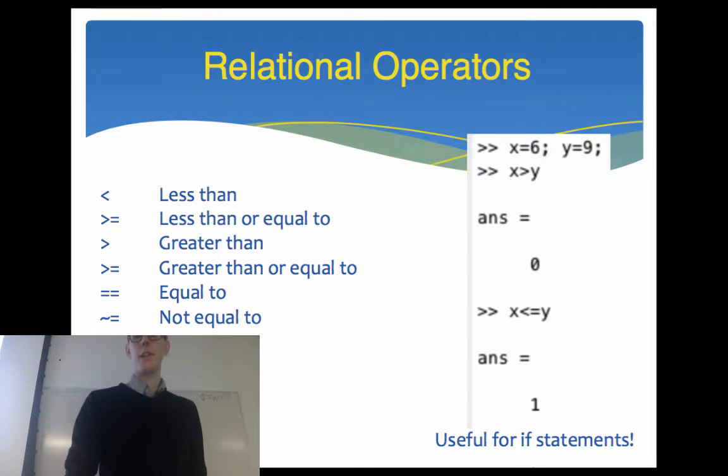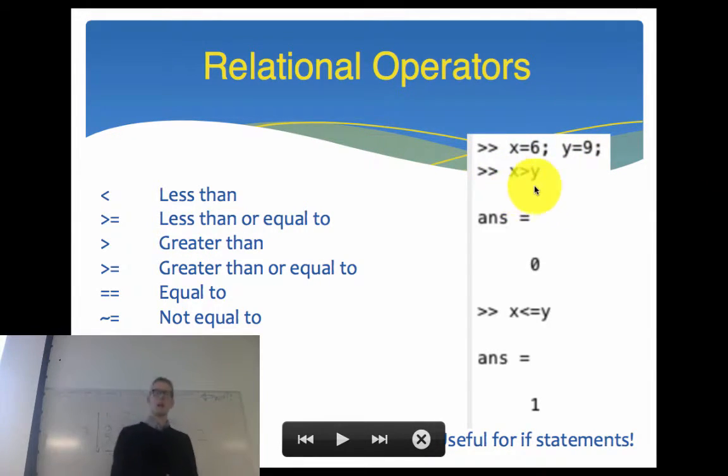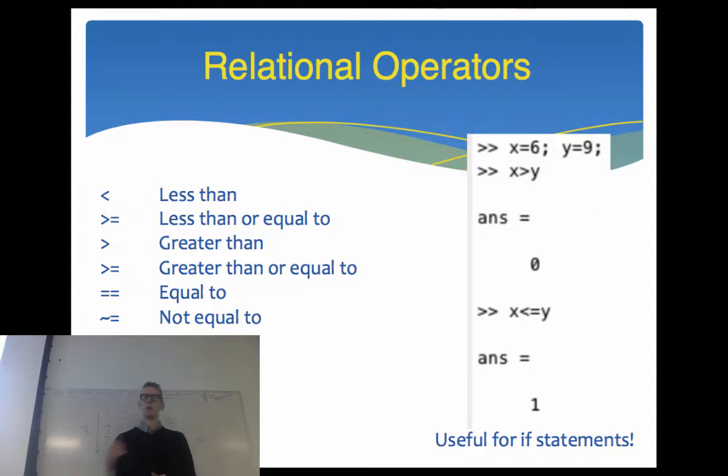So in this code, which I've written into the command line, you can tell it's in the command line because it has my chevrons at the top. It's in my command window rather than my editor. I've defined x equals 6 and y equals 9. Just a reminder that you can do that on the same line, separated by semicolons. If I then check whether x is greater than y, it's giving me a 0 back, because that's false. x is not greater than y. 6 is not greater than 9.